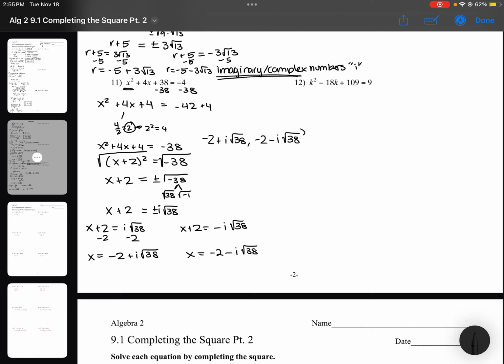And again, these complex numbers, they're not real numbers, but they are solutions, all right? So we would say I have no real solutions, no real number is going to work in this equation, but we can solve and find complex numbers for our answers. So 12 is going to look very similar to that one.